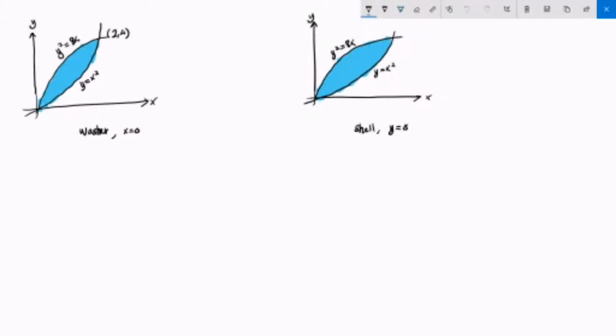Alright, so now we want to find the volume of the shaded region when it is revolved about x equal to 0 using the washer method. So let's see this. We know that x equal to 0 is represented by this line, so this is the y-axis. So we want to rotate about the y-axis using the washer method.